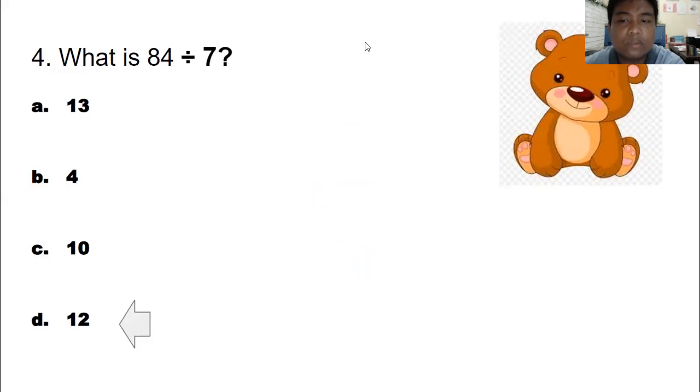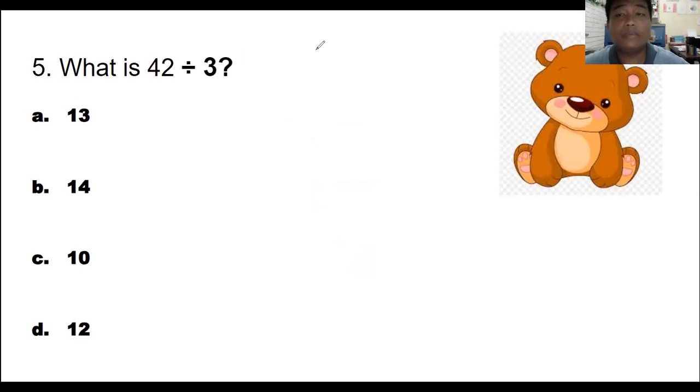So the remainder is 0, and the answer is 12. Okay, next. What is 42 divided by 3? Try to solve it, then chat your answer. I will give you at least 1 minute.